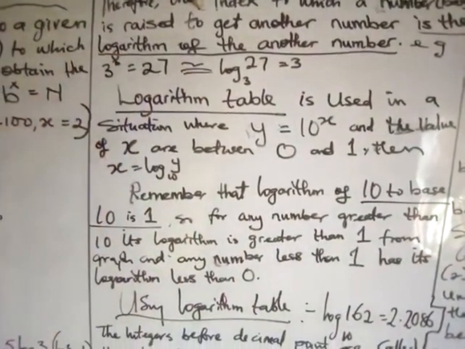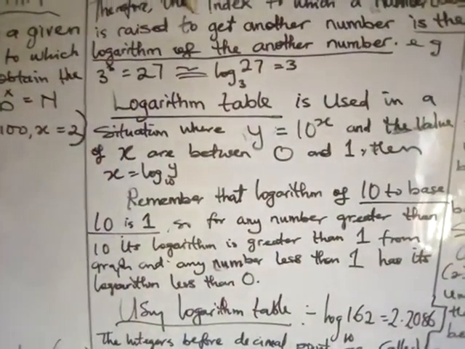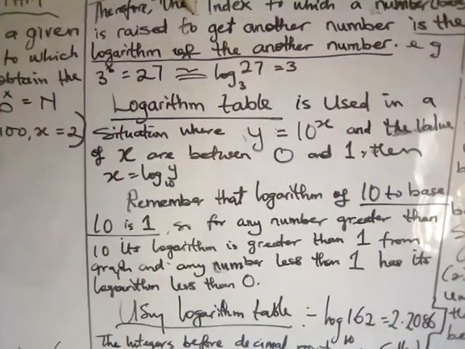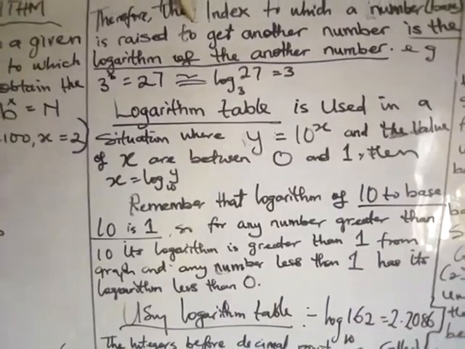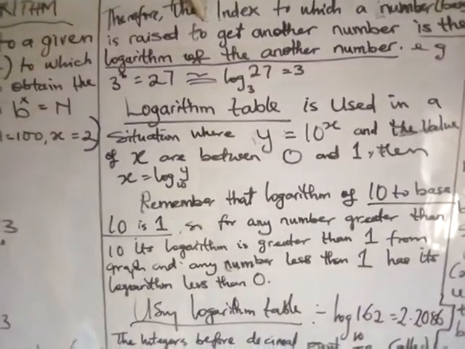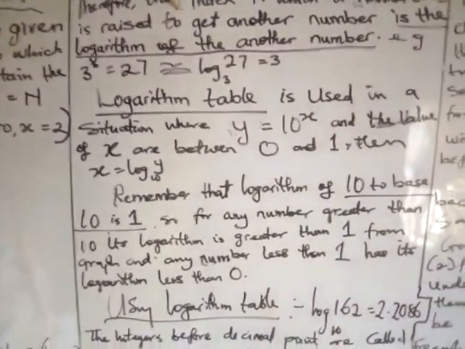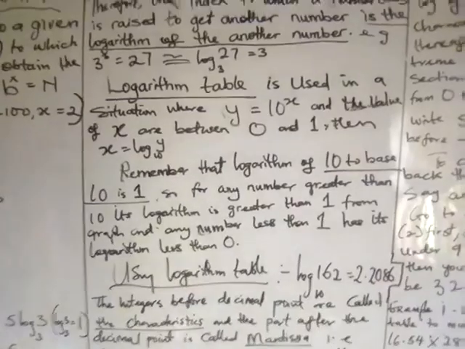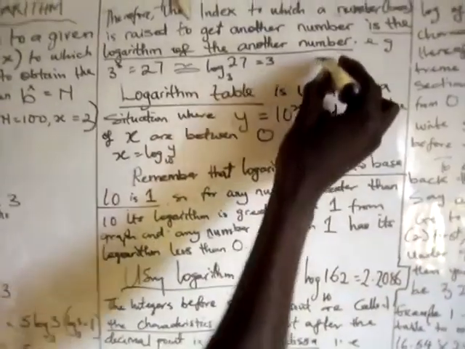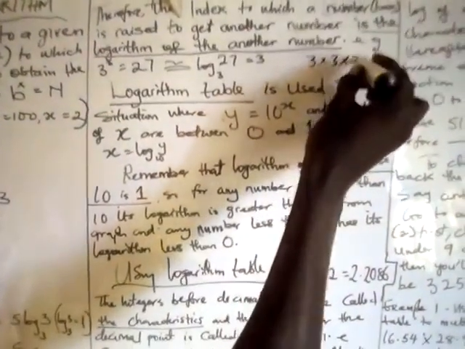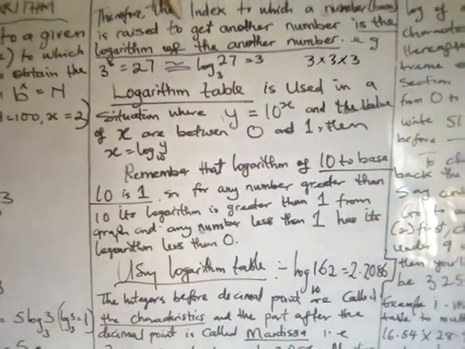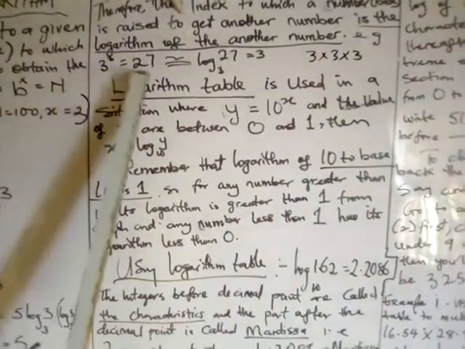That means I multiply 3 three times: 3 times 3 times 3. That is what gives us 27.